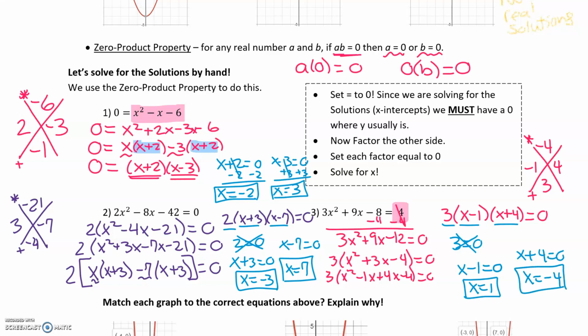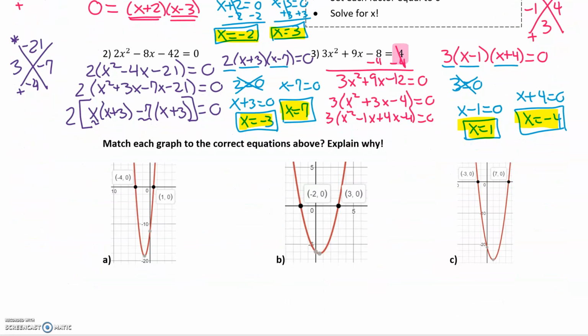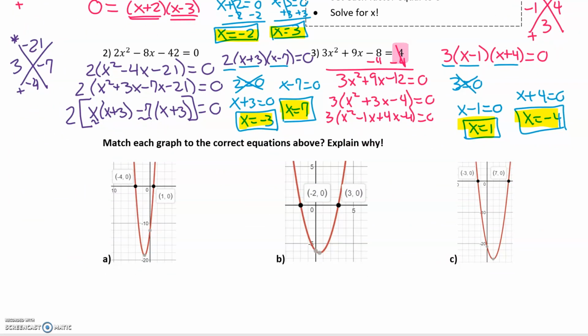Okay, so now we're going to take those answers that we have. Let me go highlight them for you. We've got these two answers, and we're going to pick which one of the three graphs below those match up with. So if we're looking at this first one, A, it says that my solutions are at -4 and +1. So that would be number 3.